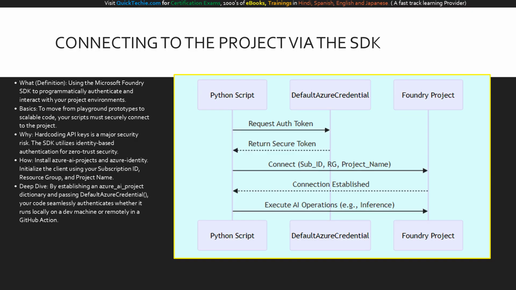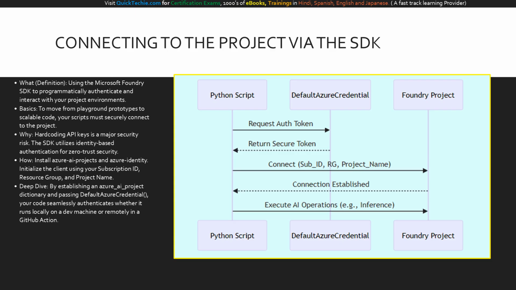We do this using the Microsoft Foundry SDK. What is it? It's a Python library that allows your applications to programmatically authenticate and interact with your AI resources. The basics of GenAIOps dictate that to move from manual prototyping to automated pipelines, your code must establish this link. Why do we use the SDK instead of just pasting API keys? Because hard coding keys is a massive security vulnerability. The SDK enforces zero trust, identity-based authentication.